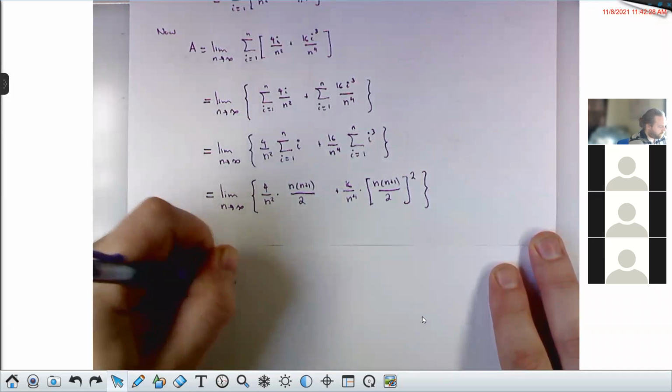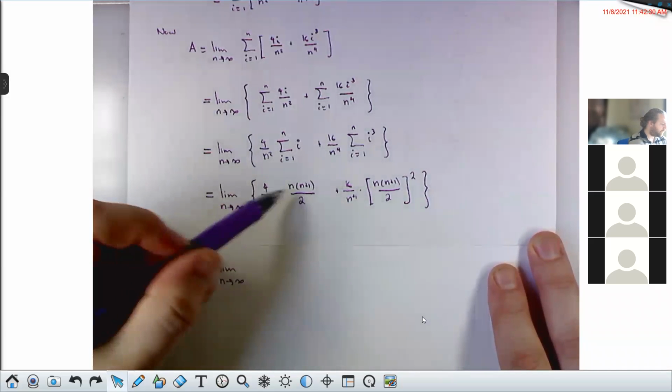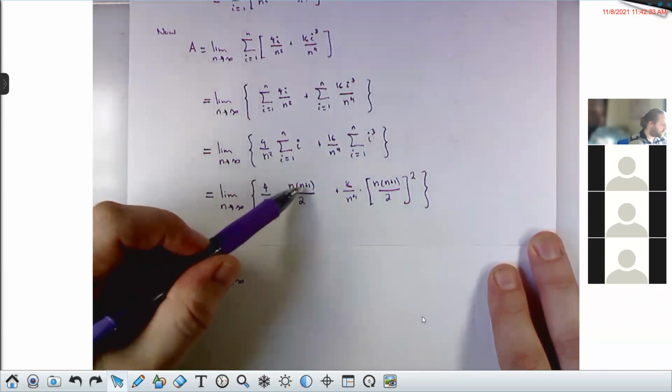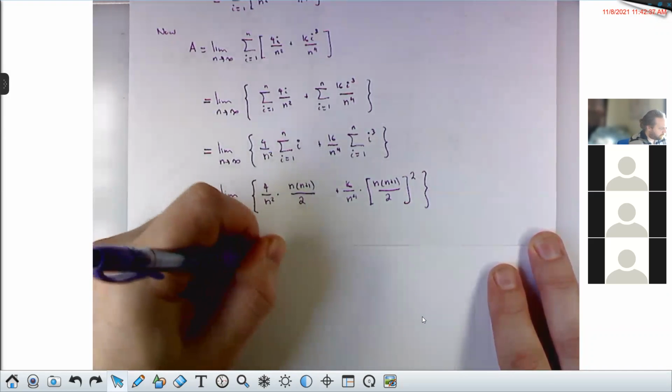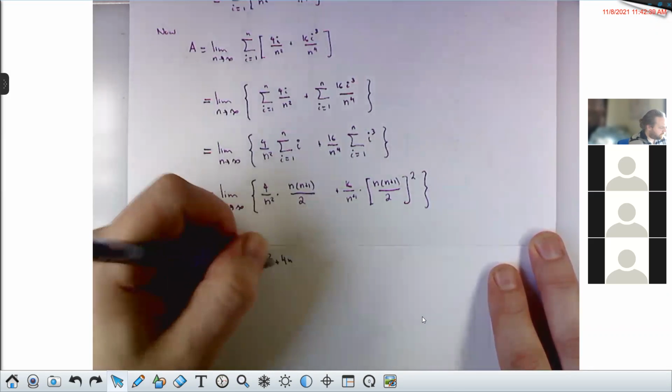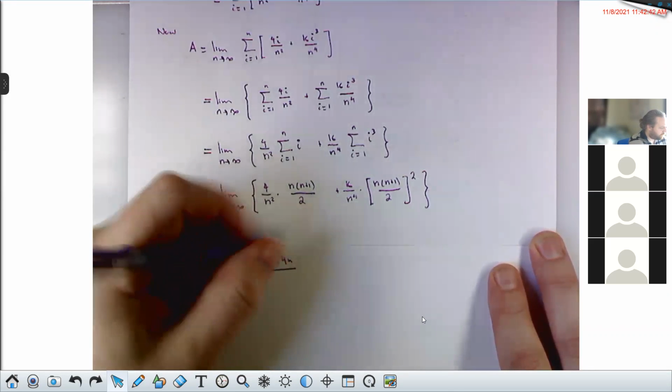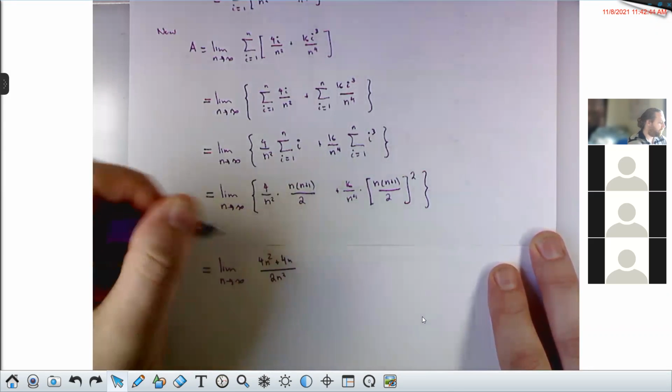So lim n to infinity. Each piece gets their own limit. I'll distribute this. This is n times n plus n times 1. That's 4n squared plus 4n. And then downstairs I have n squared times 2, which is 2n squared.